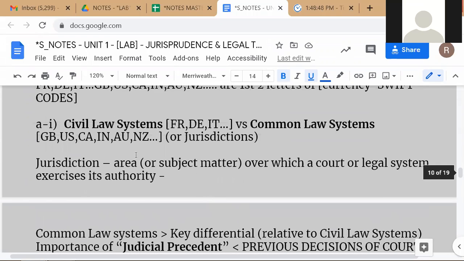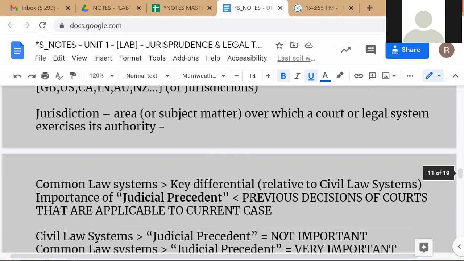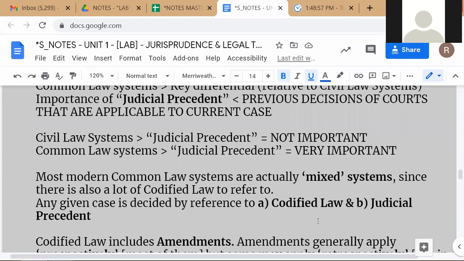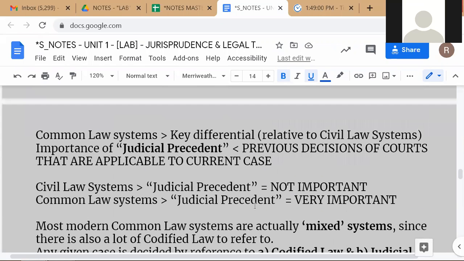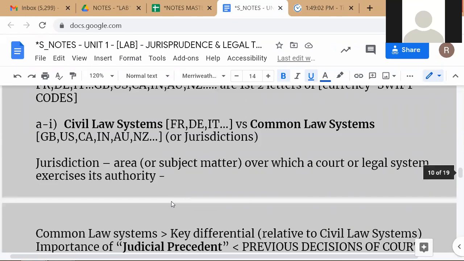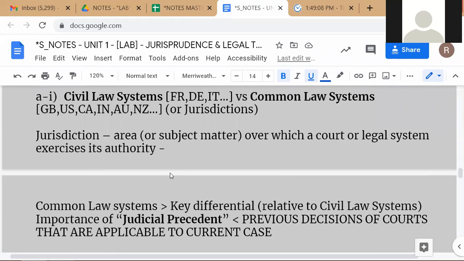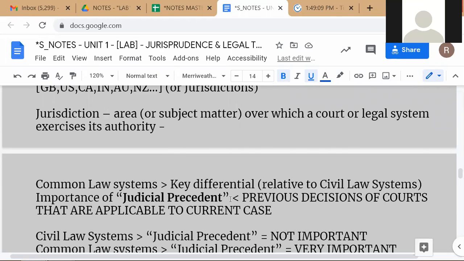When you're arguing cases in India, Australia, Canada, US, UK, you will of course focus on the codified law, but also look at any judicial precedent which applies to your case, which can be used as a sort of overriding principle. Precedent becomes an overriding principle.